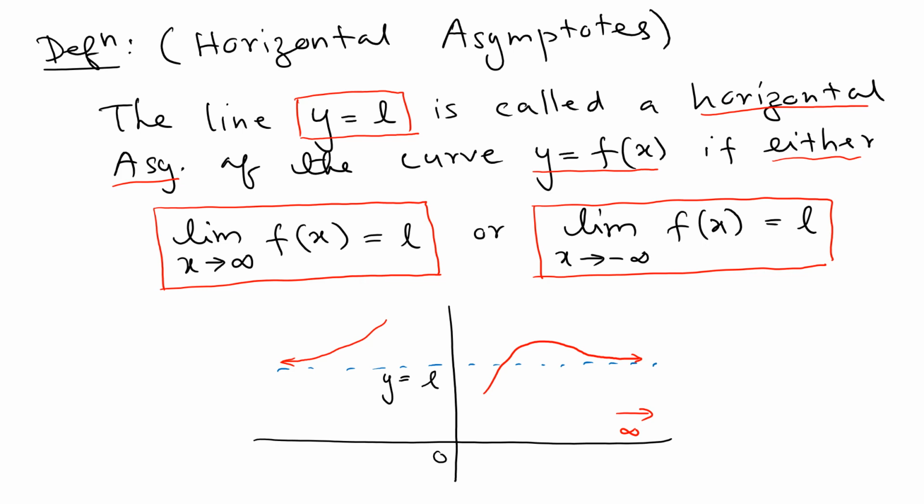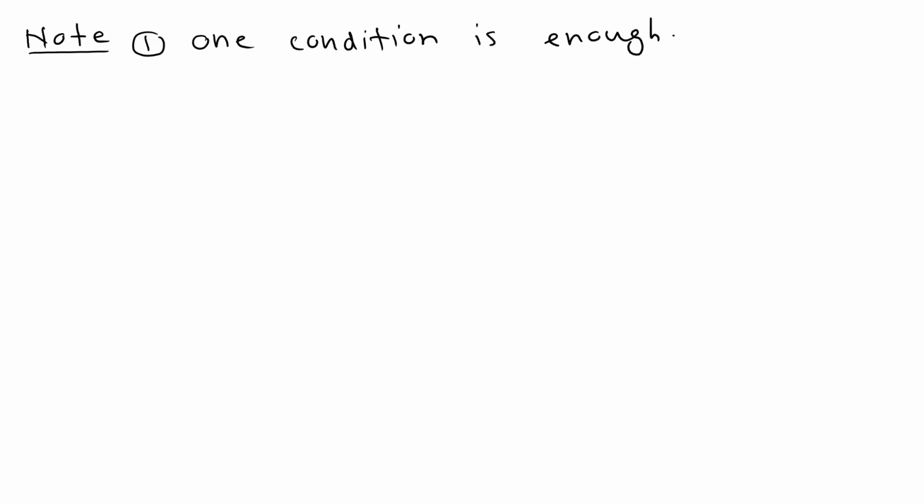So let's look at some special cases now. The first one: one condition is enough. That means if either the limit as x goes to infinity of f(x) equals L, or the limit as x goes to negative infinity of f(x) equals L, only one is enough. We don't need both of them. Okay.